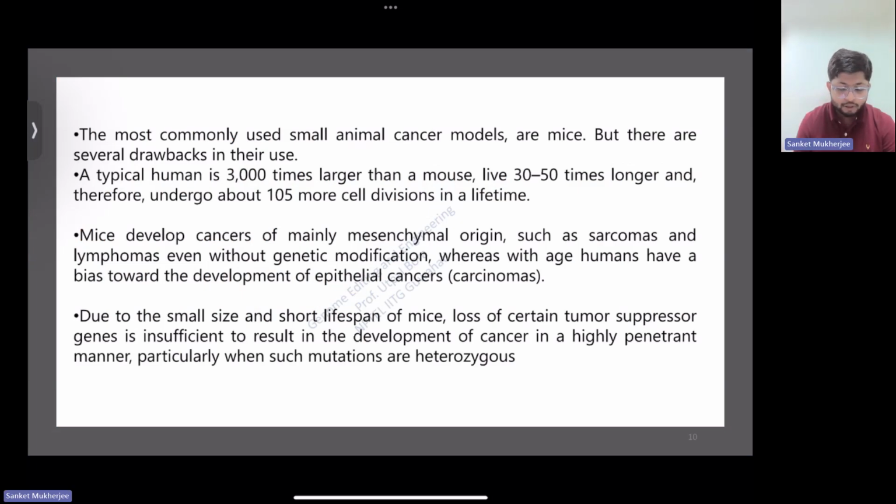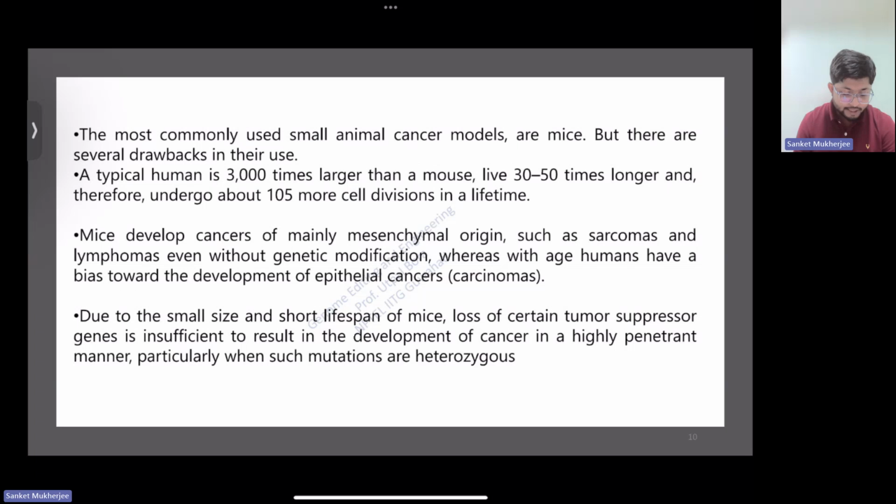Now, the most commonly used small animal cancer models are mice, but there are several drawbacks to it as well. A typical human is 3,000 times larger than a mouse, lives 30 to 50 times longer, and therefore undergoes about 10^5 more cell divisions in a lifetime. Mice develop cancer of mainly mesenchymal origin, such as sarcomas and lymphomas, even without genetic modifications, whereas with age, humans have a bias towards development of epithelial cancers like carcinomas.